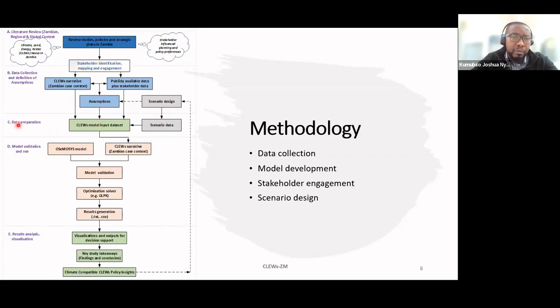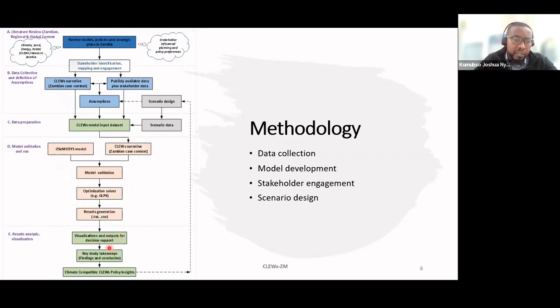Then under data preparation, we need to make sure that the data that we have in terms of the narrative, we haven't lost it here. We make sure that there's still that local context, even as we now try to align everything with the actual model. Then we've got the model validation, optimization, results.